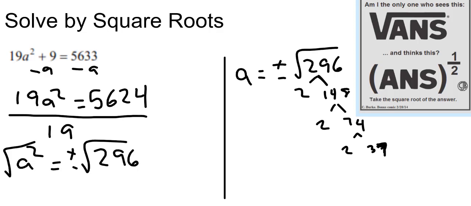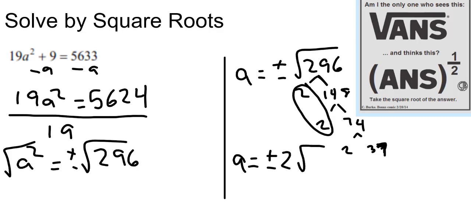So it looks like the only thing we can pull out is a 2, because we need 2 of them to get 1 out. So we're going to have a equals positive and negative 2, and then we need to stick the 2 times 37 back in and get 74. And that would be our exact answers for this problem.